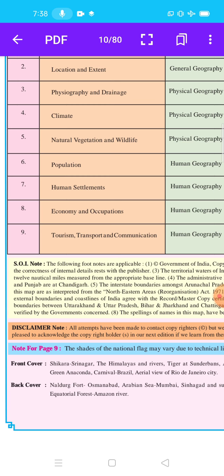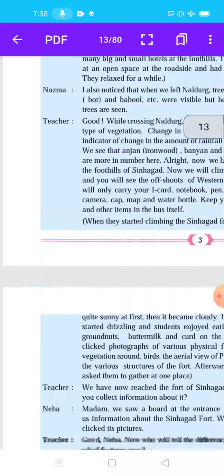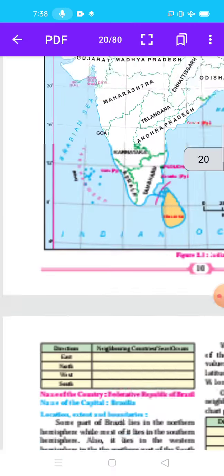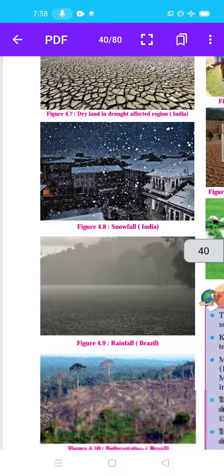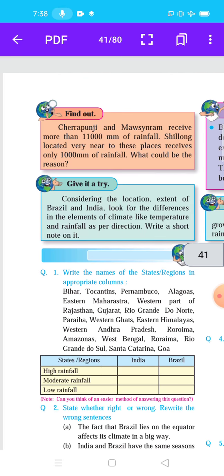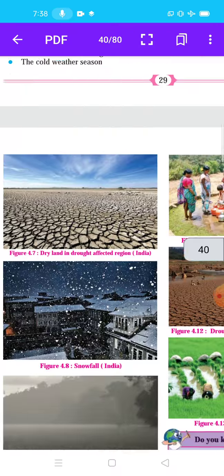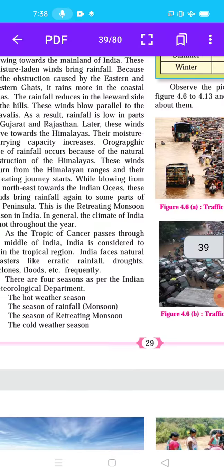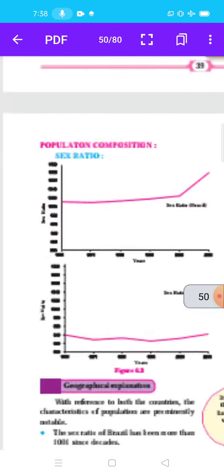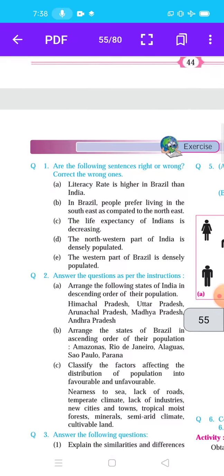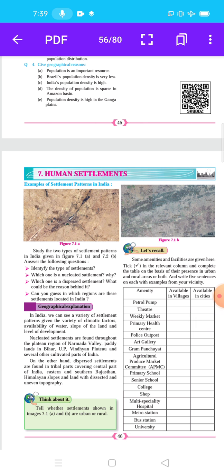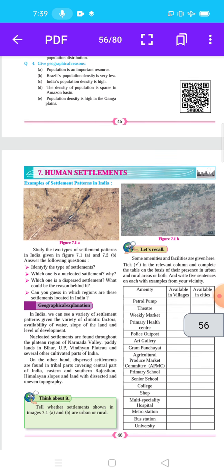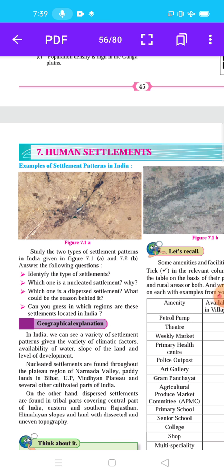The name of our lesson number 7 is human settlements. In this lesson, students, let us start. Here are figure 7.1a and 7.1b, examples of settlement patterns in India.